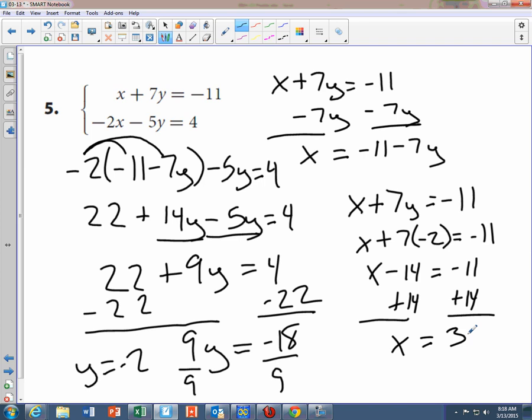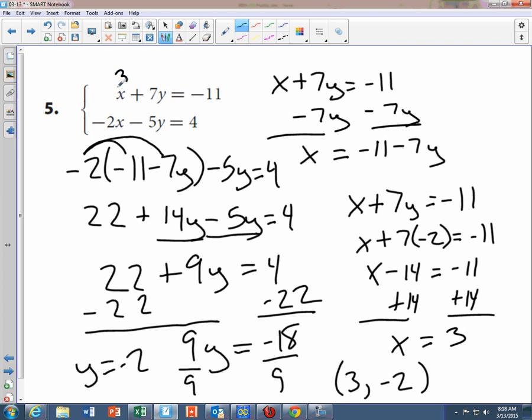Okay, what's step 5 say to do? Yeah, write it as an ordered pair, x comma y. So how am I going to write that? 3, negative 2. And finally, step 6. What is step 6? Check your answer by substituting 3 in for x and negative 2 in for y.